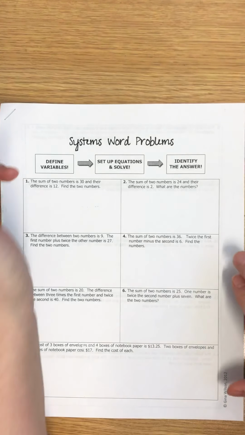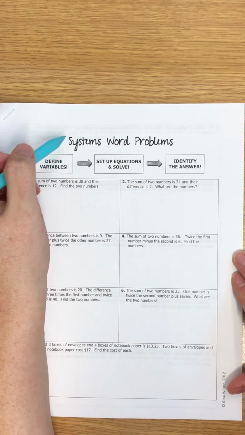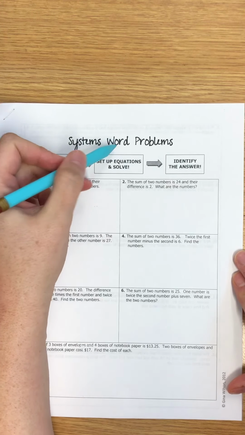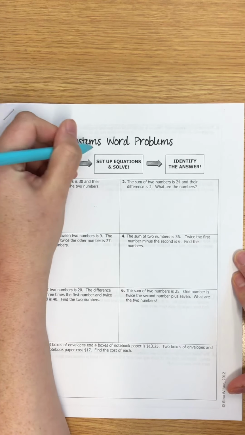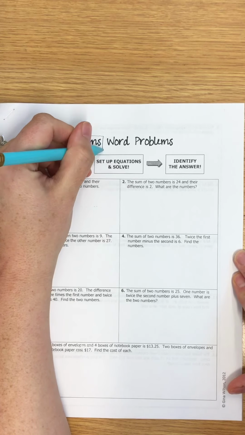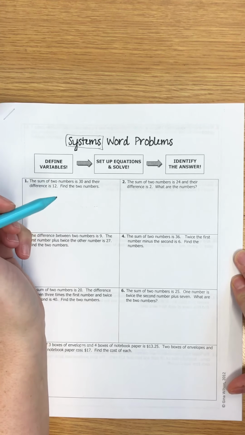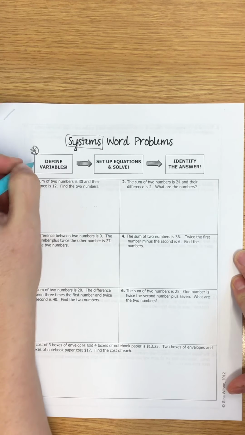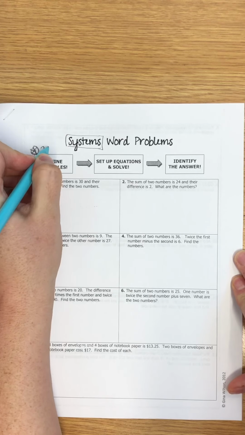So this lesson, we are learning to write systems of equations from word problems. And again, if you remember systems, we're talking about two equations. And now we're actually going to have two unknowns. So in other words, these variables, when it says define the variables, you're going to have two unknowns.